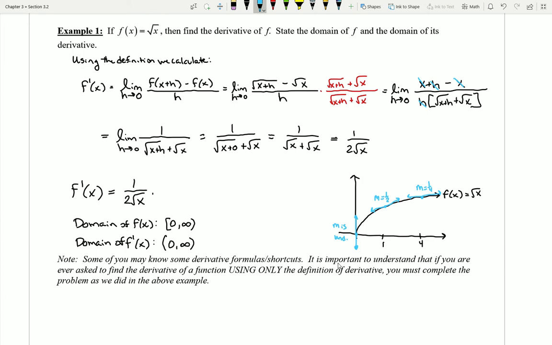So it's important that if you're ever asked to find the derivative of a function, right now, the only way we can do that is to actually use our big scary limit thing. And if you're asked specifically later on to use the definition of the derivative, you need to complete the problem as we did in the example up above. Okay? So please keep that in mind.